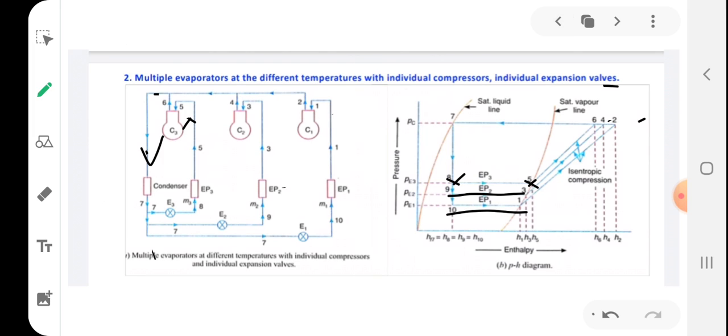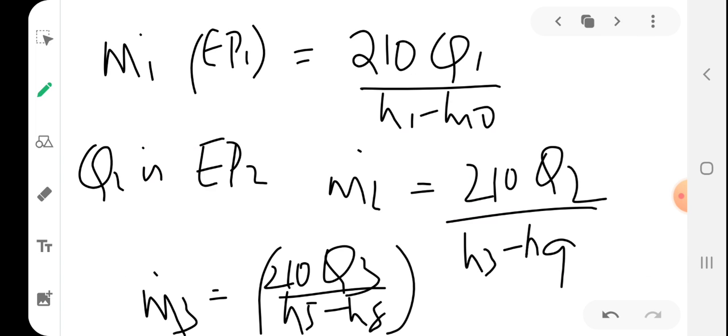Here all three streams are joined, so M dot will be M1 dot plus M2 dot plus M3 dot. Here splitting takes place. From M dot, M3 dot goes here, M dot minus M3 dot will be flowing through here, M2 dot goes through here, and finally M1 dot flows through here. So this is very important.